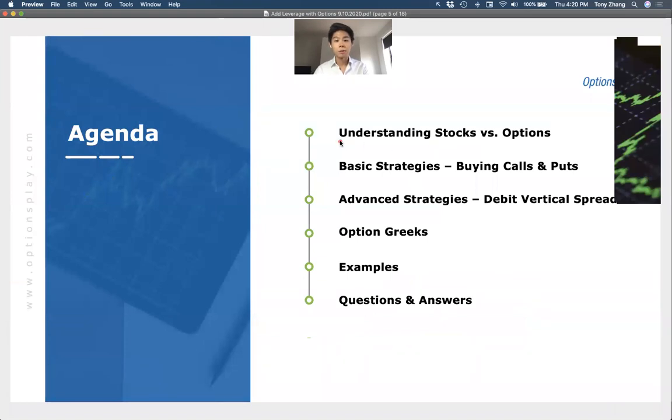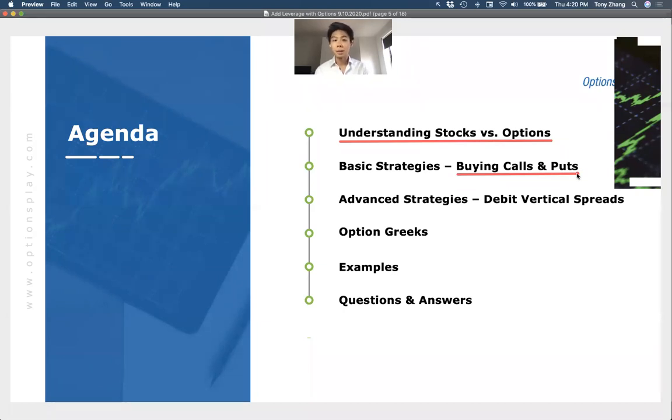Today, what we're going to cover, first of all, is just a basic understanding of stocks versus options. It's really important to understand what type of exposure you're getting when you're trading stocks, and how that compares to the exposure that you're getting when you're trading options. And we're going to talk about basic strategies of buying calls and puts first, because that's how we first learn about the leverage aspect that we get with options that comes with the limited risk. But there are some challenges to buying calls or puts, which is the fact that the amount that you pay for that call or put many times is quite expensive.